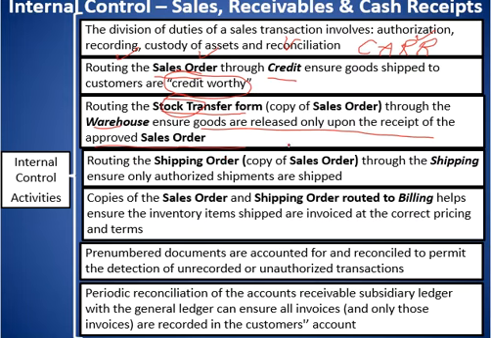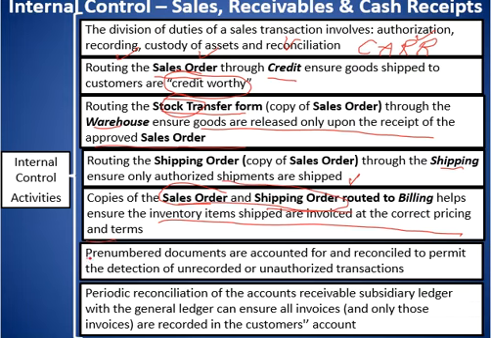Routing the shipping order, which is a copy of the sales order, through the shipping department ensures only authorized shipments are going to be shipped, because the shipping department will not ship anything other than what is being authorized through the shipping order, which is a copy of that sales order. Copies of the sales order and the shipping order are routed to billing, and that helps ensure inventory items shipped are invoiced at the correct pricing and terms because we match the sales order information up along with the shipping order information.